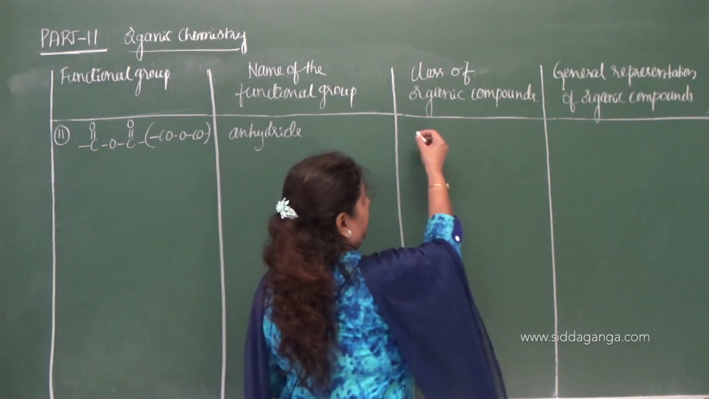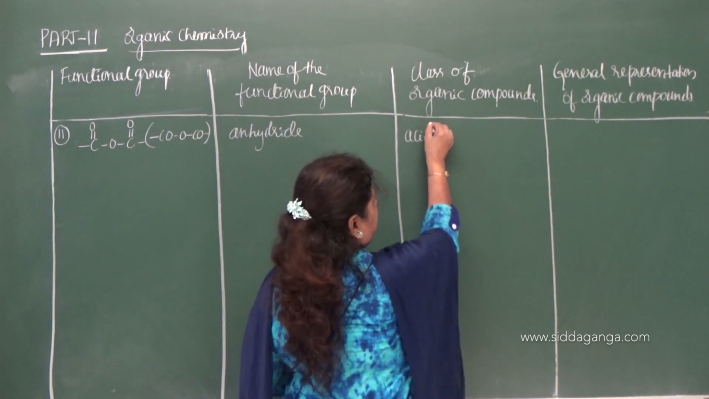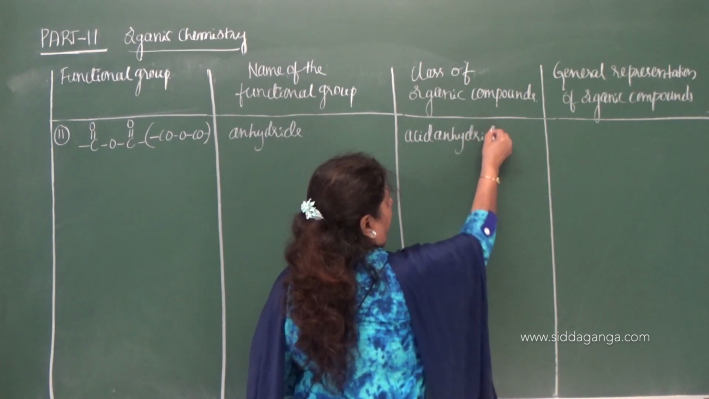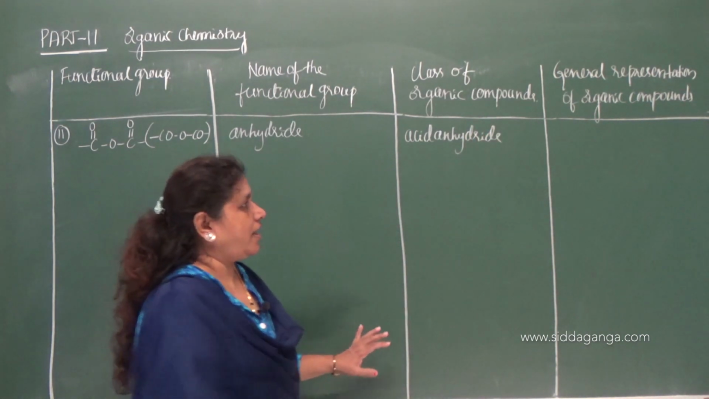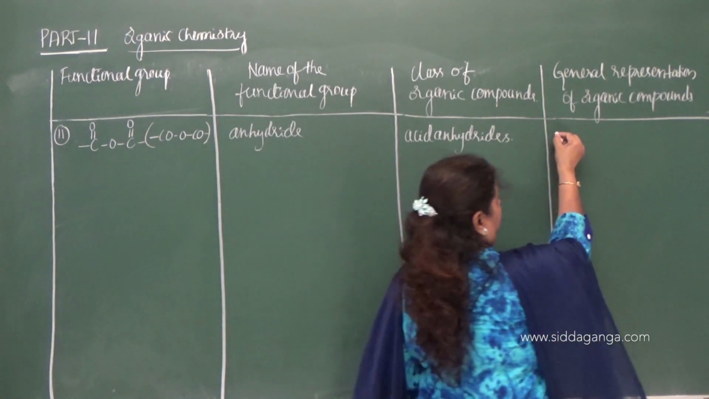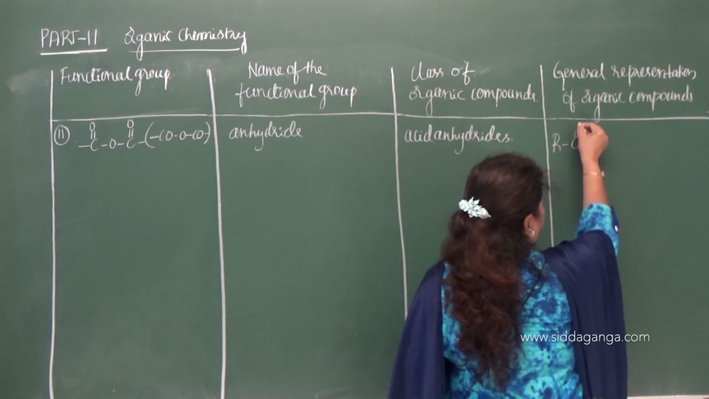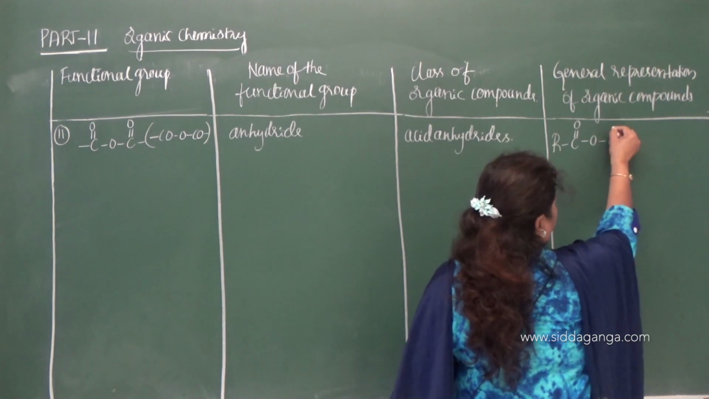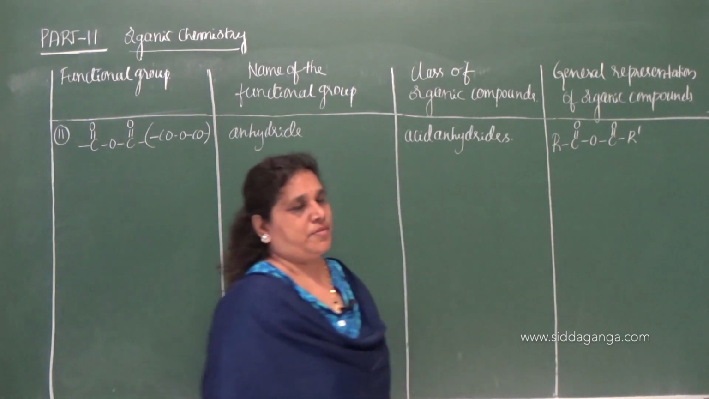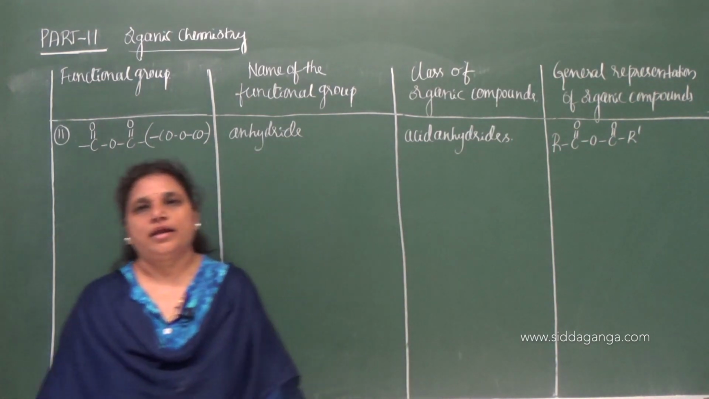Since it is also a derivative of acid, it is called acid anhydride. The class of compounds is acid anhydrides. Then how to represent this? R C double bond O, O, C double bond O, R dash. This is the general representation of acid anhydrides.